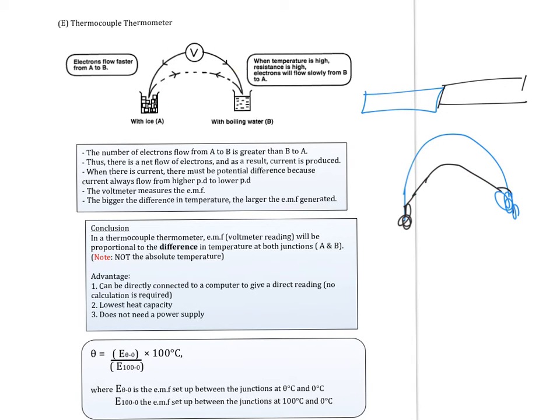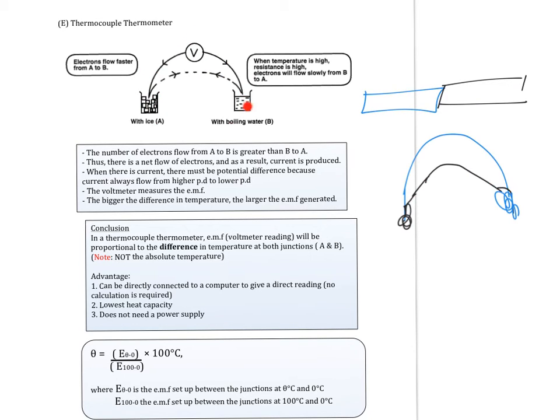However, if you look at this case here, if one junction we place in ice and one junction we place in boiling water, then there will be a difference in the rate of flow of electrons. Because when the junction here is cold, the resistance of the metals will be low, so the rate of flow of electrons will be higher than this side. Because this side temperature is high, resistance is high, so the flow of electrons is much slower. So the flow of electrons here is faster than this side, so overall there will be a net flow of electrons this way. So when there's a net flow of electrons, there will be a current, and if there's current, there will be voltage between the two junctions.